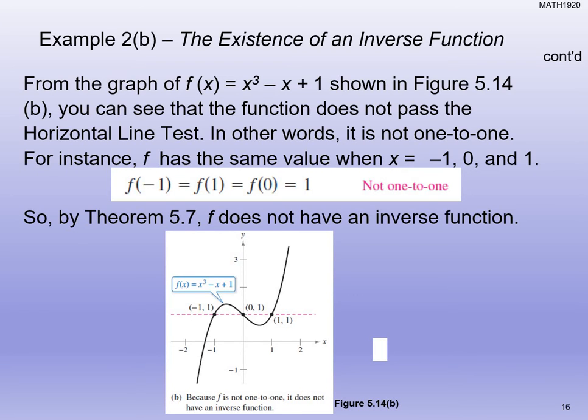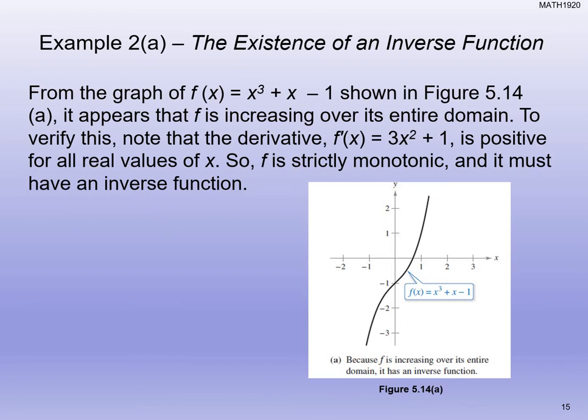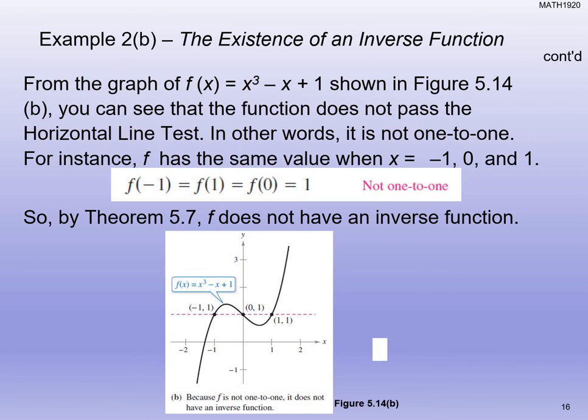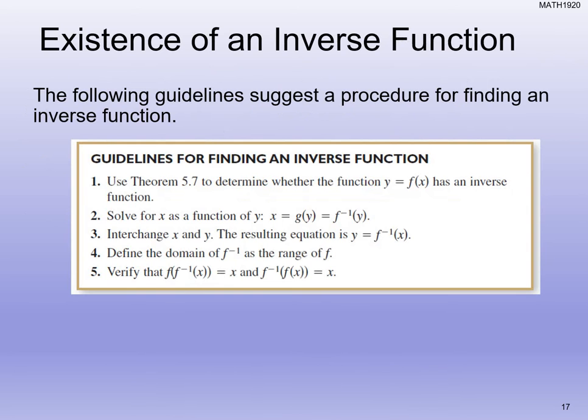When we compare these functions, the first one is x cubed plus x minus 1, strictly monotonic, always increasing, when we look at its graph. However, be careful: example B is x cubed minus x plus 1. Notice the two waveforms. Based on the horizontal line test, we can deduce that there is no inverse function for x cubed minus x plus 1. It's not 1-to-1 in this case.